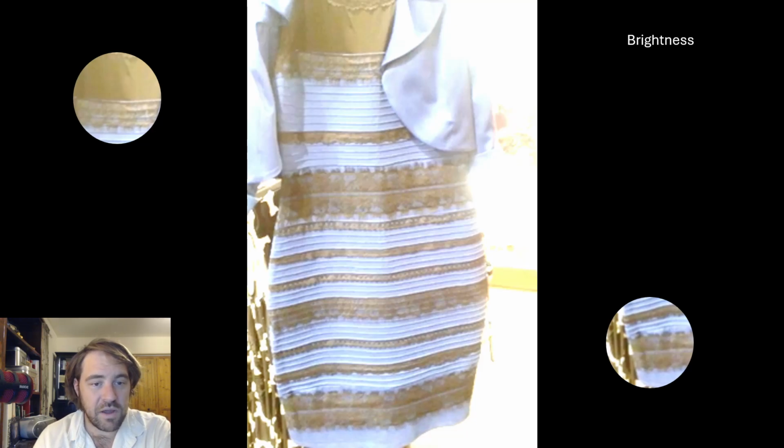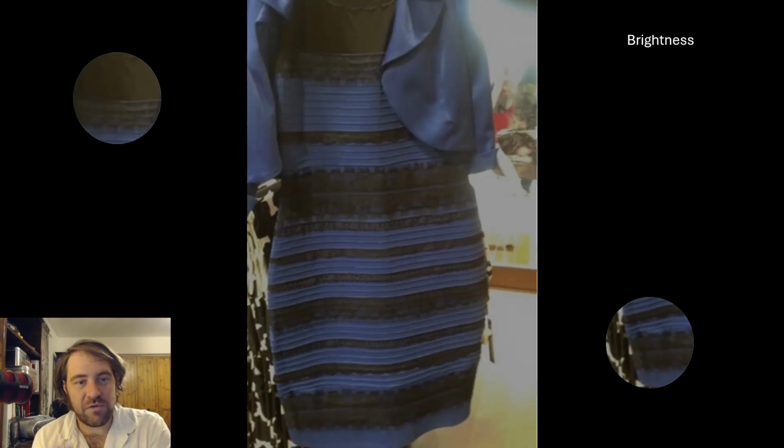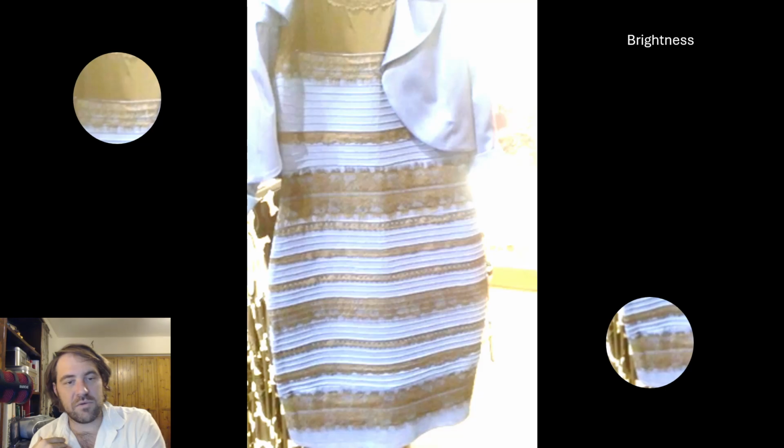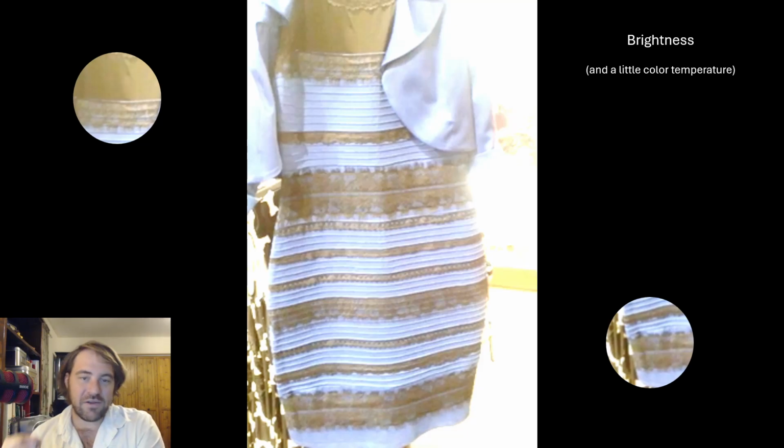And this could be what's going on with some brightness settings. If your phone was dark at first, you see blue and black. If your phone was bright, you're more likely to see white and gold. And again, I brightened up this one on the top left. That looks really white and gold to me now that I see it. The other one's still black and blue. There's a little color temperature going on too. So now I'm going to adjust brightness and color temperature.